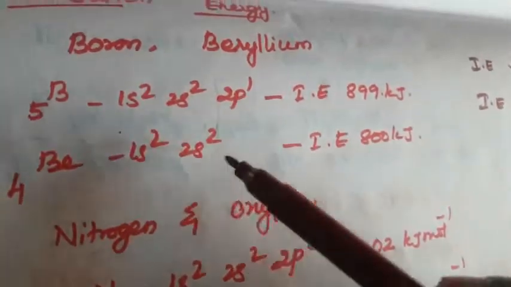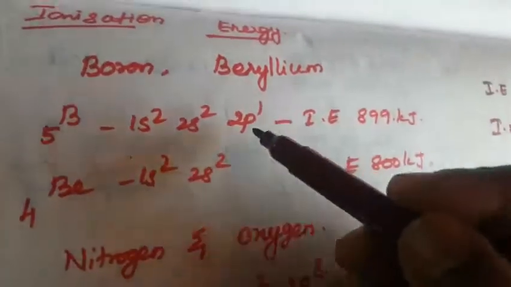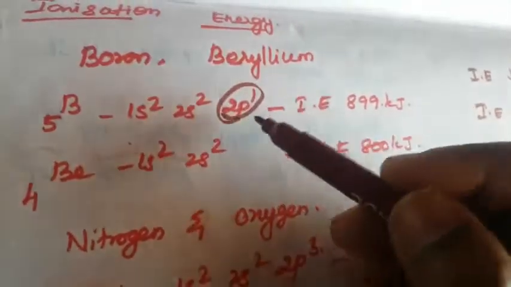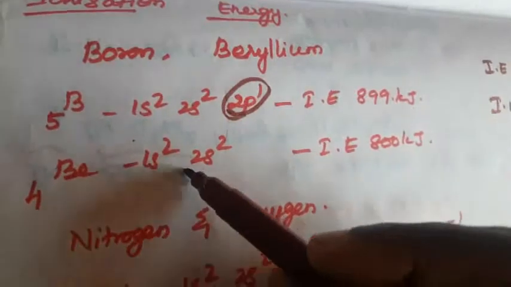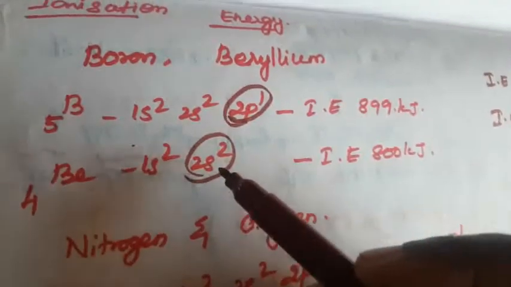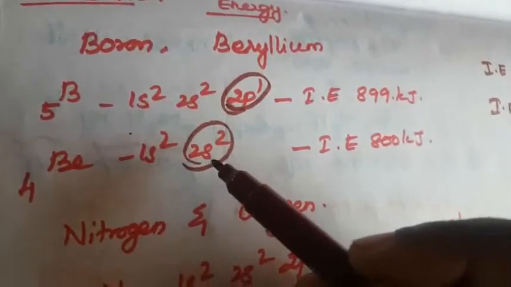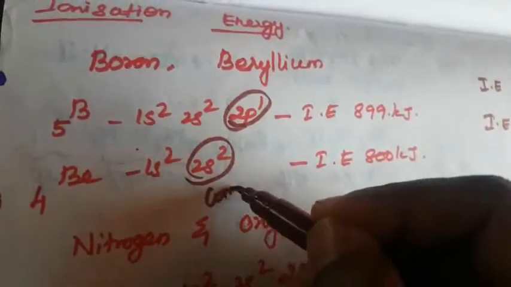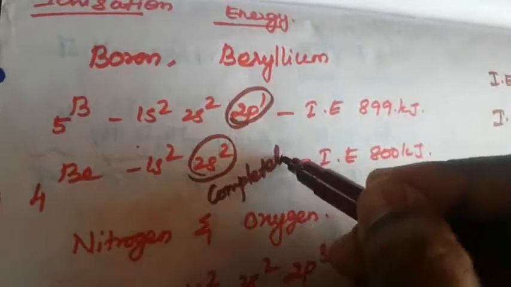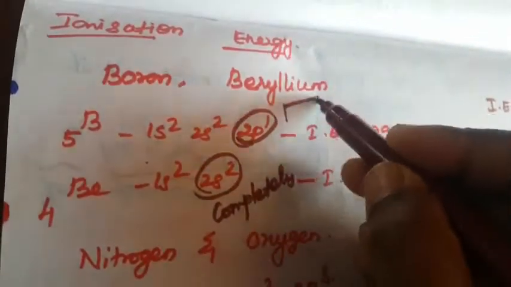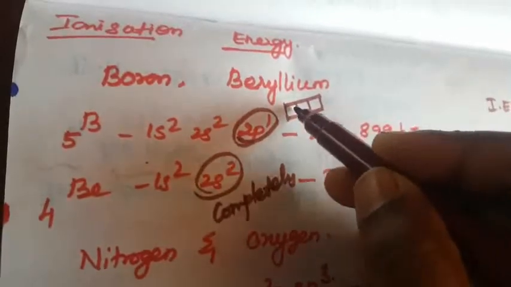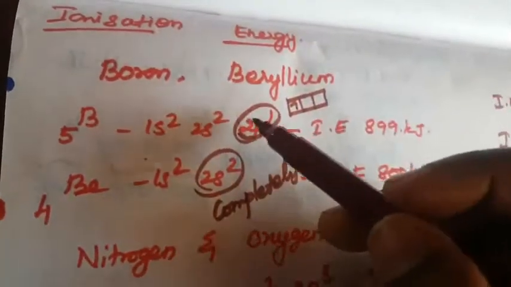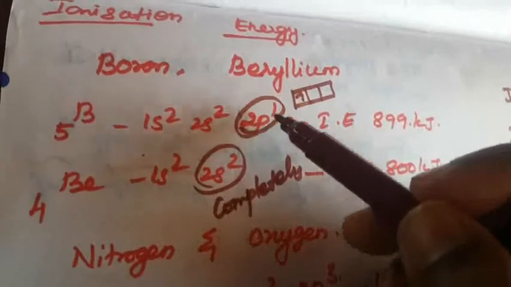Beryllium is 1s2, 2s2. What is the reason? In boron the outermost electrons are partially filled, that is 2p1. Here the 2s orbitals are completely filled. An s orbital can contain a maximum of 2 electrons, so this is completely filled, but here it is partially filled. The 2p orbital has 3 boxes and only 1 electron, so we can easily remove that electron from the outermost shell.